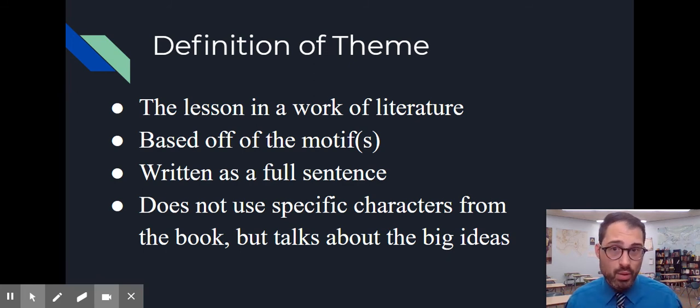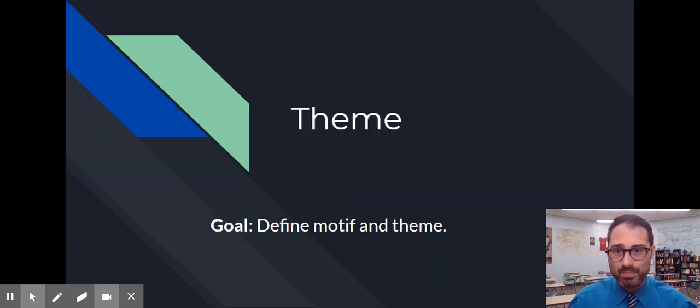We may not agree with an author's theme. We may watch a play or watch a movie or read a book, and the author is trying to teach us a lesson, and we might say, okay, I see the lesson you're trying to teach me, author, but I disagree with that, and that's okay. So a theme doesn't have to be personal to us. We try to figure out what the author might be suggesting, and that is a theme.